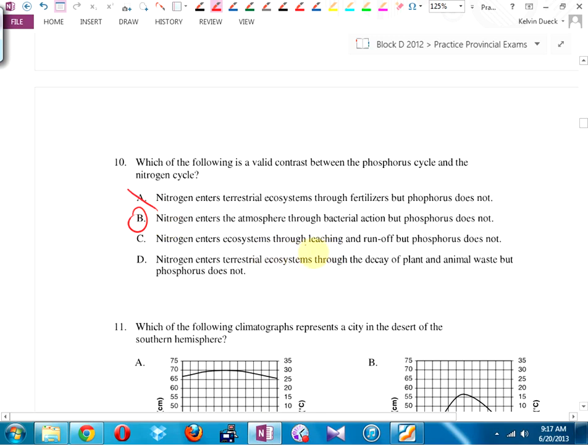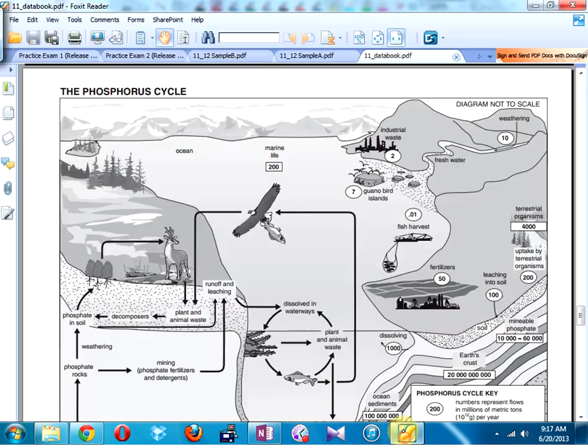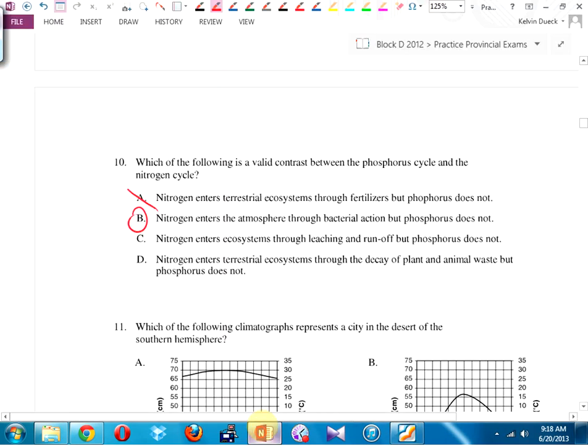Phosphorus enters through leaching and runoff. Nitrogen enters through leaching and runoff, but phosphorus does not. Leaching into soil. You know what? Phosphorus does enter by leaching into soil. This is why I said, someone earlier asked me about some of these nitrogen and phosphorus cycles. It's all on the chart somewhere. You've got to go hunting for it, but it's all on there. So I would say no.